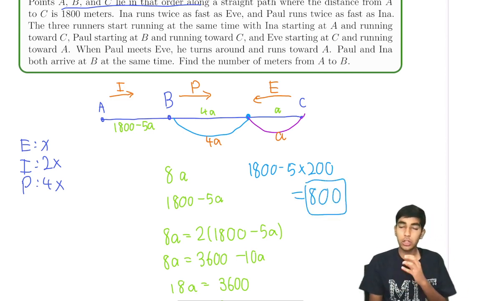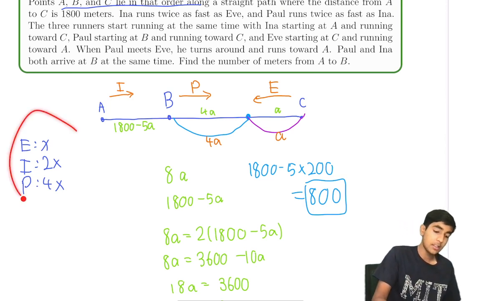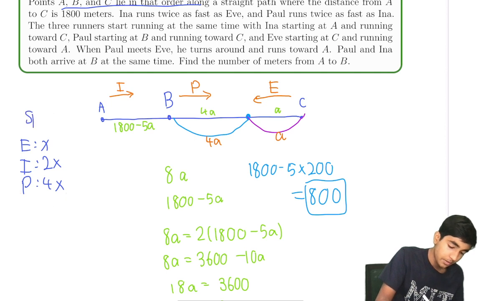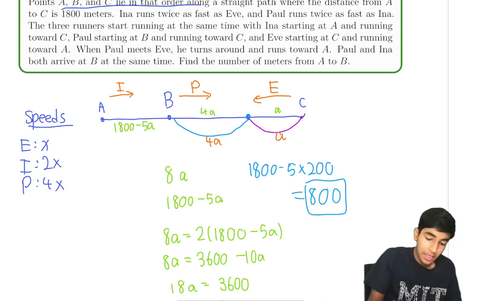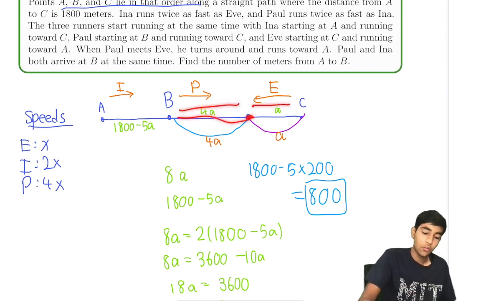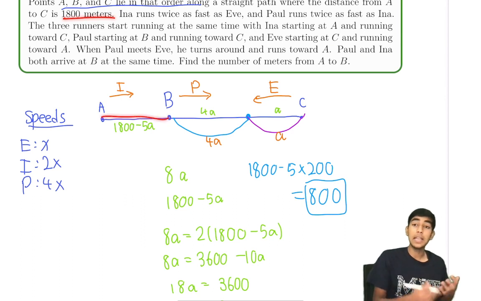Okay, let's summarize really quickly everything that happened in this problem. First, we look at their speeds. So this was their speeds. We know Ina is 2 times faster than Eve, Paul 2 times faster than Ina, or equivalently 4 times faster than Eve. And then we found that for Paul and Ina to meet at this point here, this distance must be 4 times more than this distance. So 4a, a.